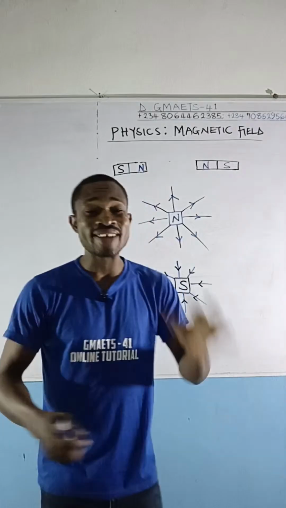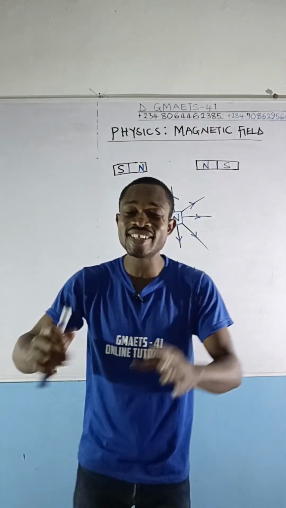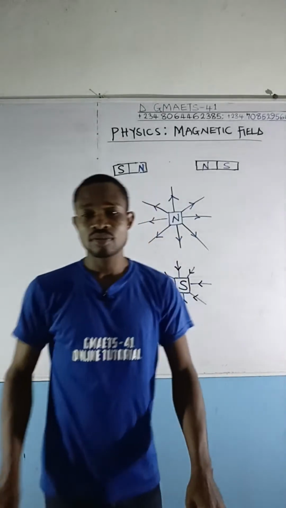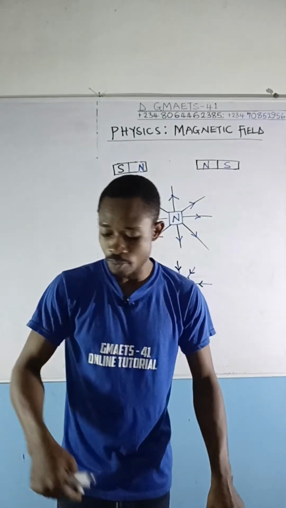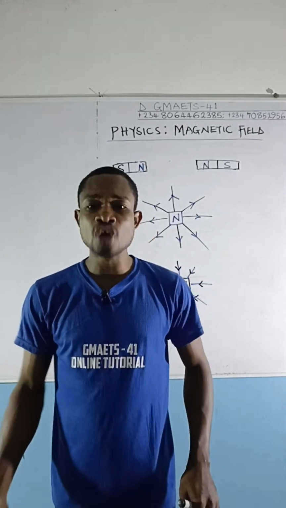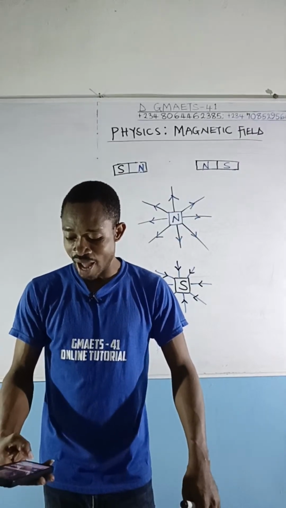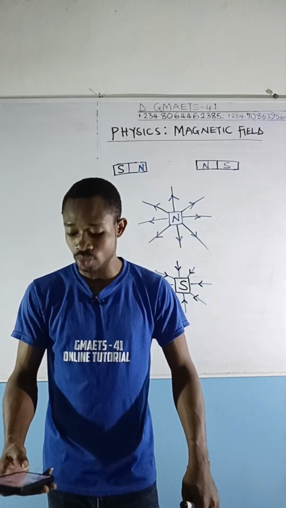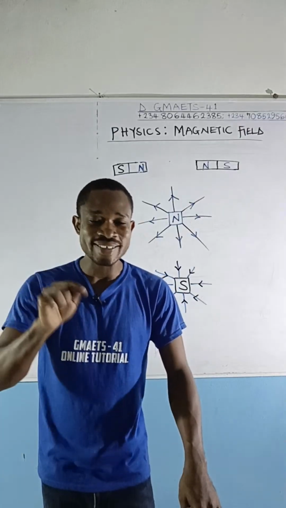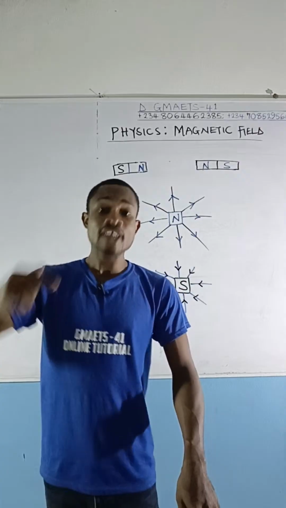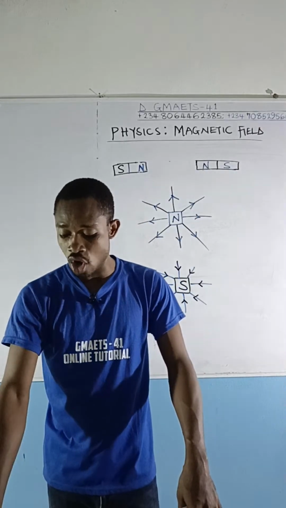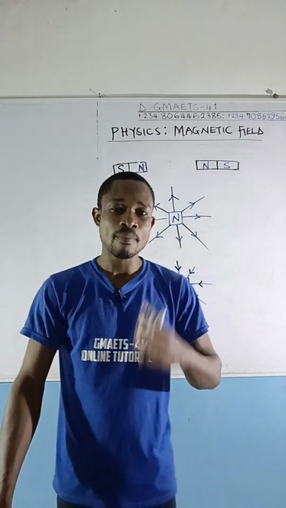Which means that magnetic line of forces generally rise from the north and then terminate at the South pole. Magnetic line of forces, they rise from the North pole and they terminate at the South pole. Very important point to take note of. Magnetic line of forces, they rise from the north and terminate where? The south.